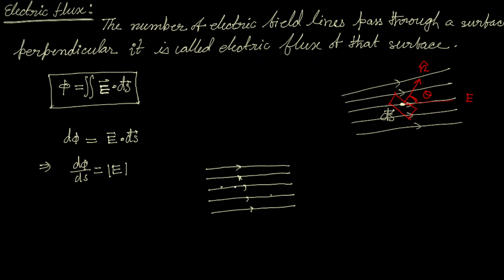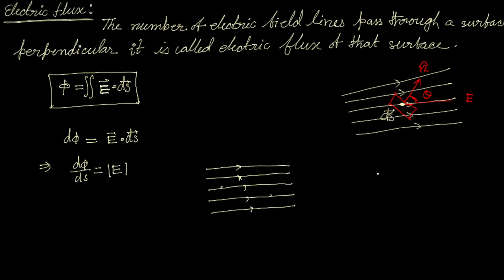So if it is uniform, then the magnitude of the electric field will be the same everywhere. That means the flux density will also be the same. But if it is non-uniform, then the flux density at different points will be different. If the magnitude of the electric field is high, then the flux density will be high. If the magnitude is less, the flux density will also be less.